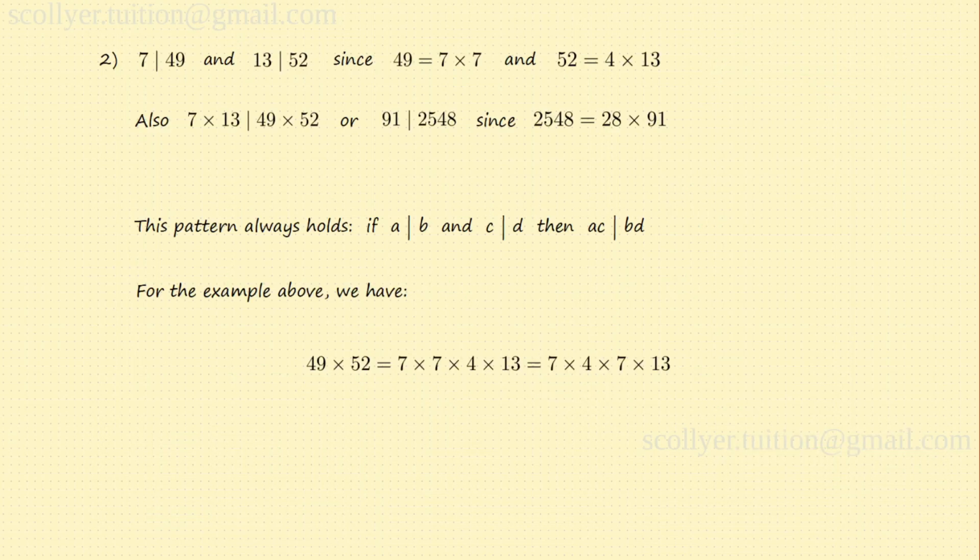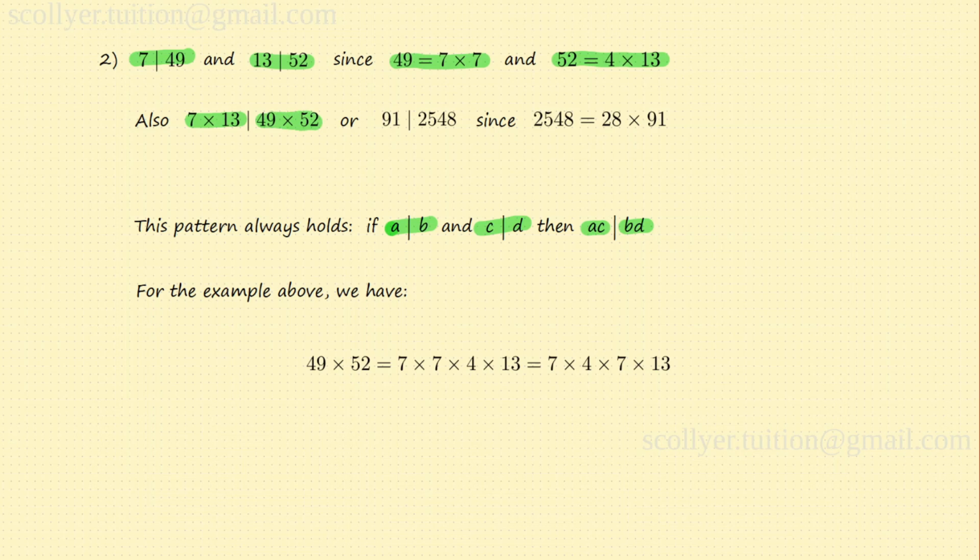The second fact that we shall look at is this. If a divides b and c divides d, then the product of a and c, ac, divides the product of b and d, bd. And so we have an example. 7 divides 49, since 49 equals 7 times 7. 13 divides 52, since 52 equals 4 times 13. And 7 times 13 divides 49 times 52.